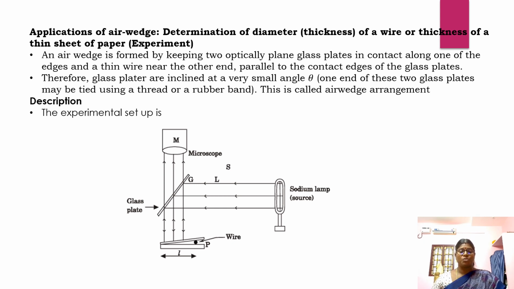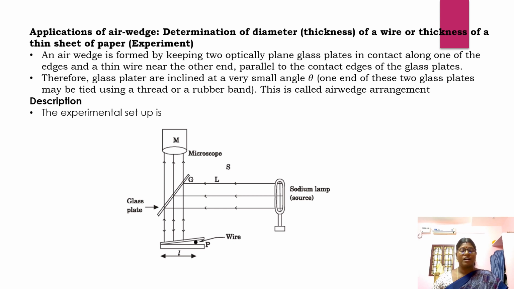So light from the source is made to incident on the glass plate G, that is kept inclined at 45 degrees to the light source. The light is reflected from this glass plate and made to fall on the air wedge. This light will penetrate through the top glass and get reflected from the top surface of the air wedge as well as the bottom surface of the air wedge. These two reflected lights will interfere with each other. As a result, the interference patterns will be observed in the microscope.